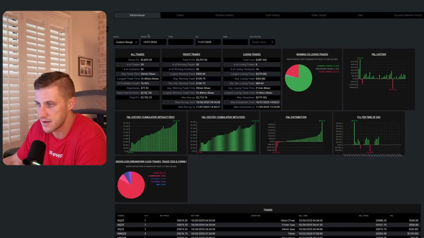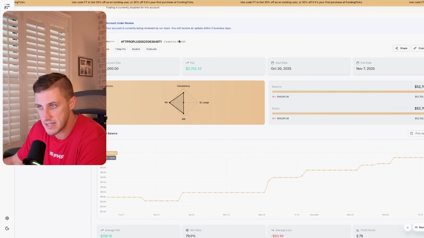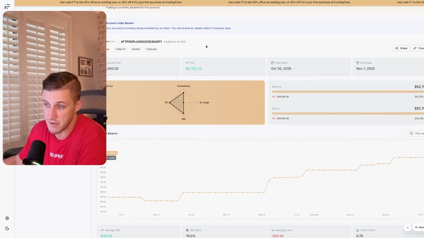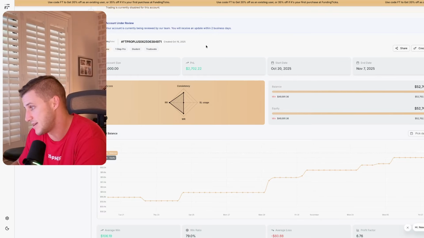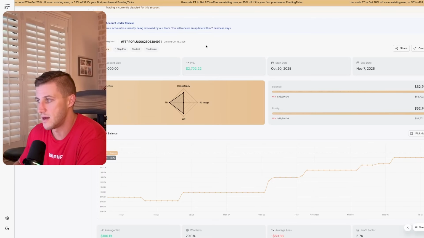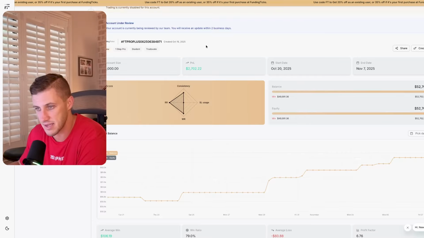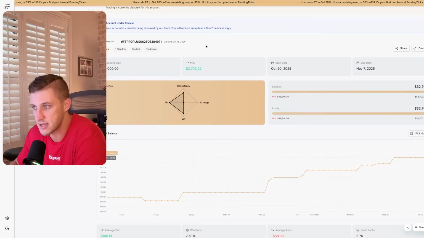Again, I just set it from October 1st to today, which is November 7th. And we'll take a look at the actual back end of the prop firm. So I'm using Funding Ticks for this from the quick research that I've done. I did not do super in-depth research, so I don't know for sure that they are allowing automated trading. So it's a little bit of risk that I took. I mean, again, very limited skin in the game with something like this. It was like a $45 account or something like that.